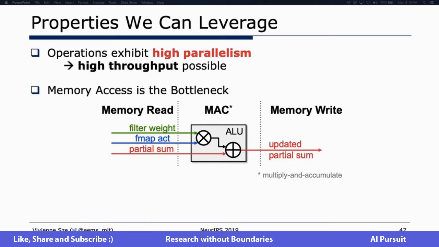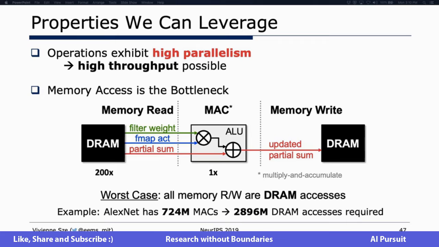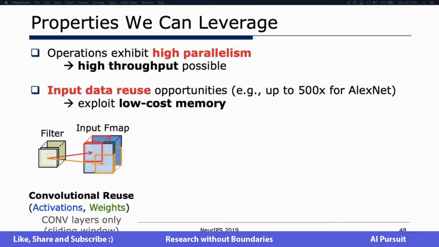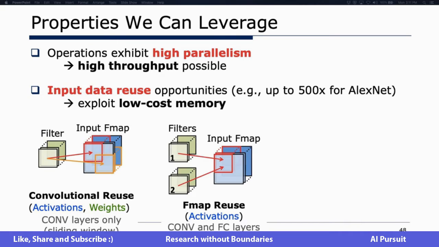The first thing is that even though DNNs are very high dimensional, there are actually properties that we can leverage to achieve high parallelism, or high throughput. In particular, a lot of these multiplies and accumulates can happen in parallel. So high throughput, like high speed, is actually very possible. The main challenge, which should be no surprise to you right now, is that memory access is the bottleneck. How you deliver the data to the multiply and accumulate engine is really what's limiting both the throughput and the energy cost.